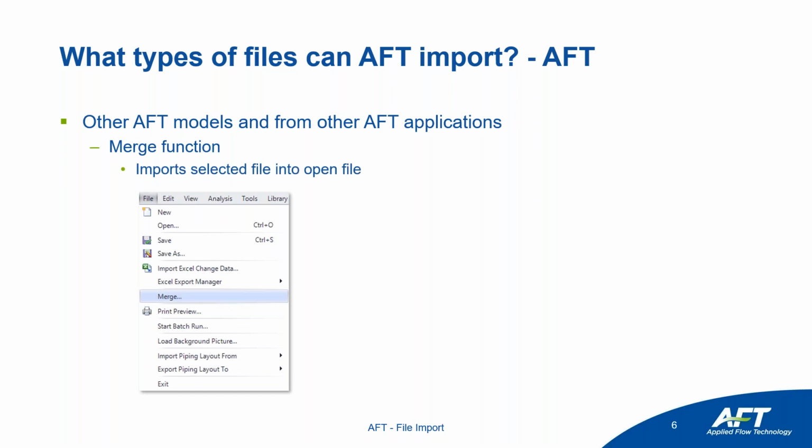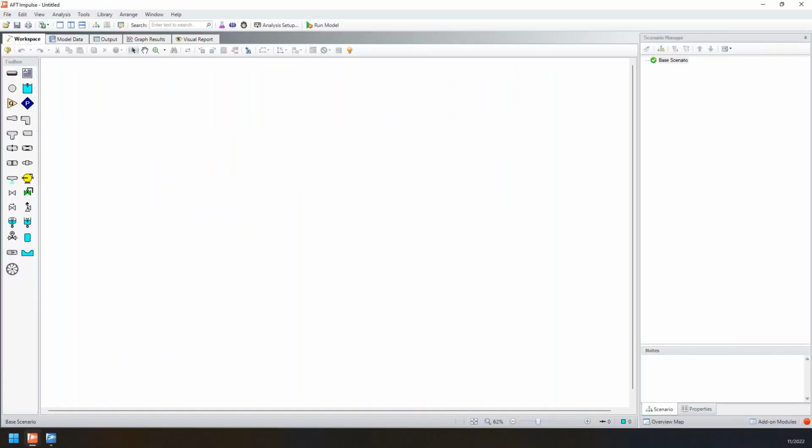An application of this might be if you are splitting up the workload of drawing your model into AFT, where someone might have the pumping section and someone might have the heat exchanger network. You can then merge those two models together without the error-prone approach of trying to manually copy-paste information or doing redundant work. So let's jump into the software and we'll take a look at what the merge function looks like.